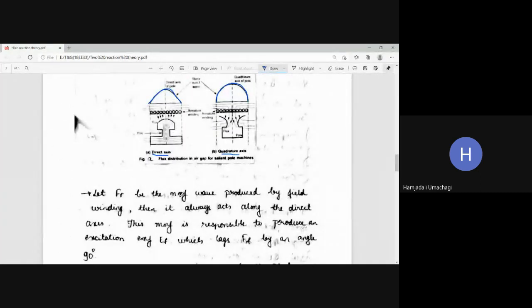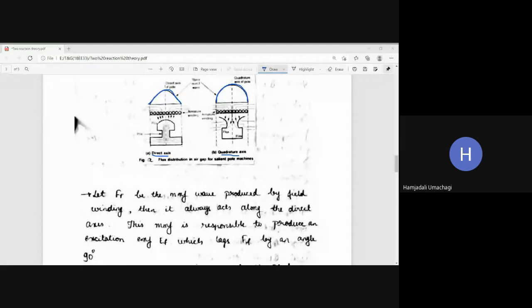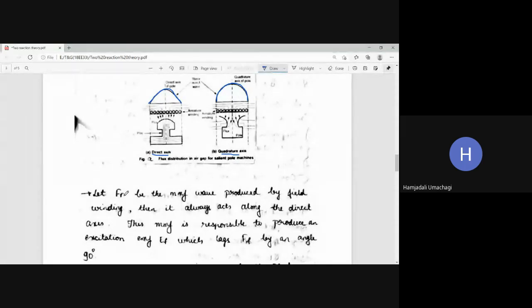Okay. Let FF be the MMF wave produced by the field winding. So FF is the MMF or the flux produced by the field winding. Then it always acts along the direct axis, because the direct axis is nothing but the pole axis. Pole axis means the axis along which the field wave, the magnetic field, acts. That is nothing but FF.